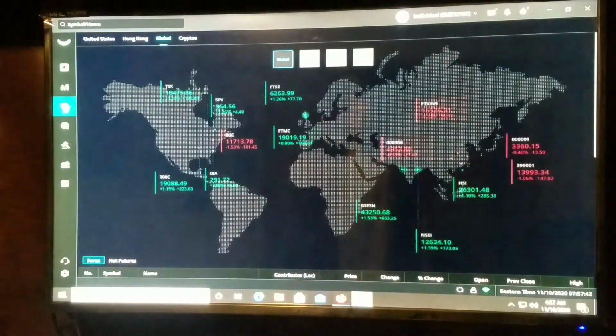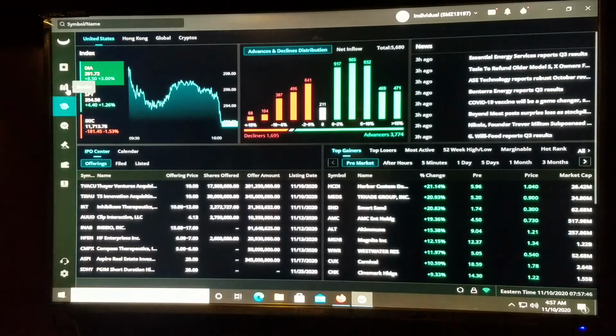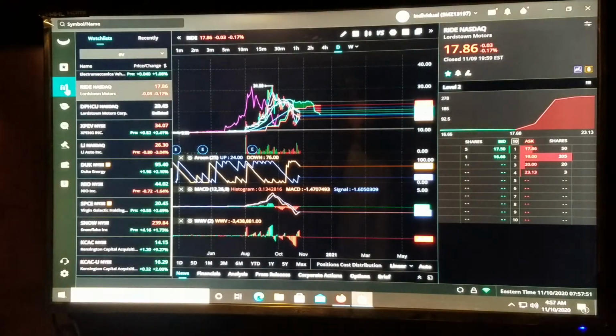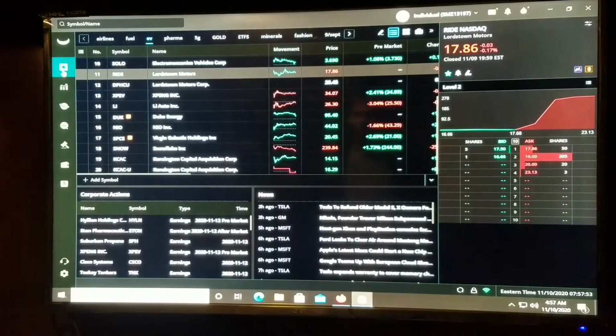Let's go over here and look at markets. Let's look at United States. Well, we're still looking good for the market going up today, but that don't mean nothing.